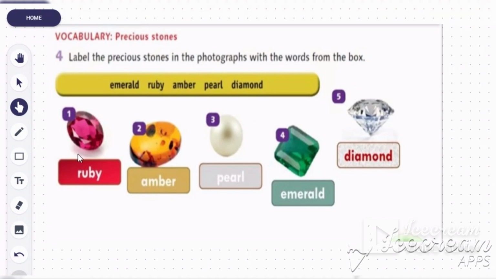Ruby, this one is ruby because it's what? It's deep red, excellent. This one is amber. Why is it amber? Because it has a yellow color, excellent. And this one is pearl because it grows inside of an oyster, excellent. This one is emerald because it's green, and diamond has no color, excellent.